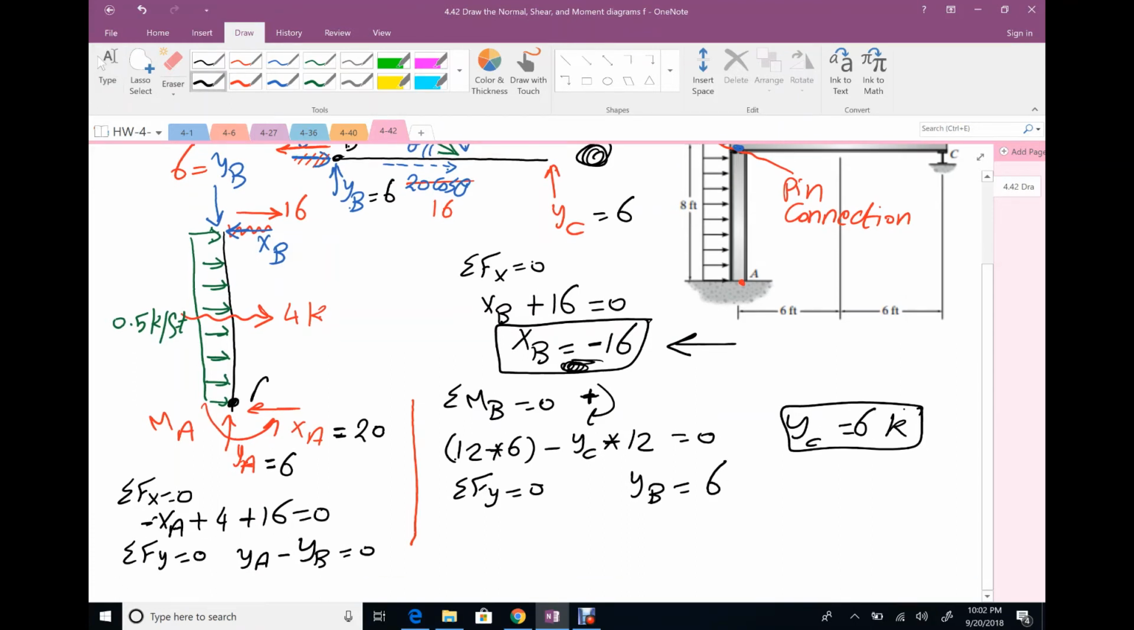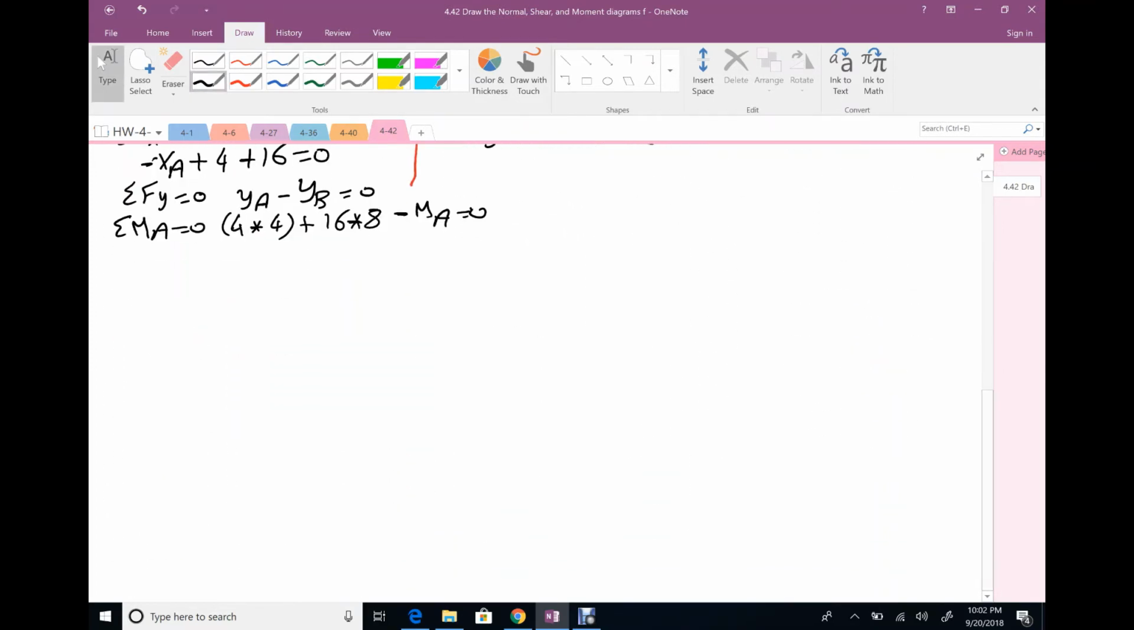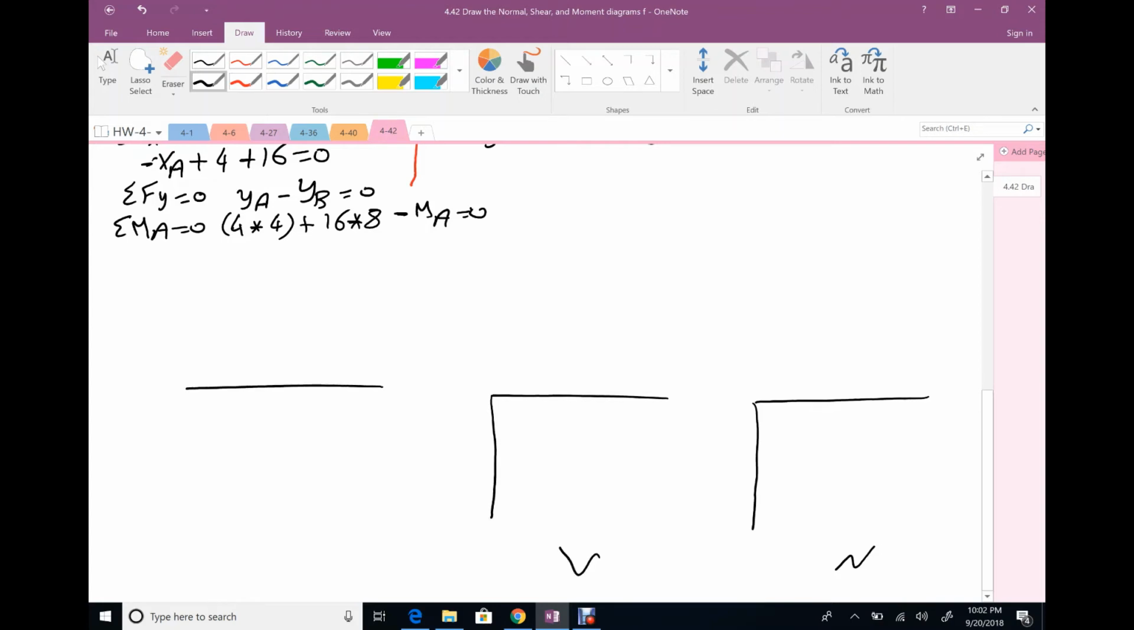If we apply moment at A, summation MA equals 0, so 4 times vertical distance 4 plus 16 times total vertical distance 8 minus MA equals 0. Your value of MA will be 144. So I am done with my reactions, and at the same time I am done with my free body diagram for each member. Right now we are going to draw three diagrams: one for normal, one for shear, and one for moment.